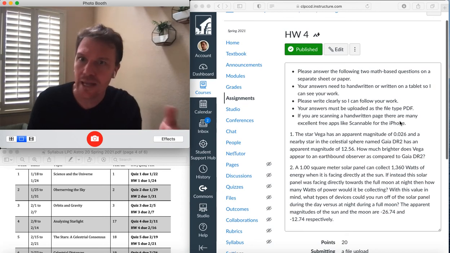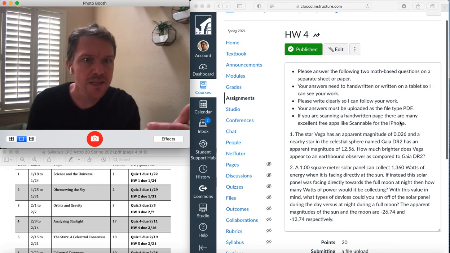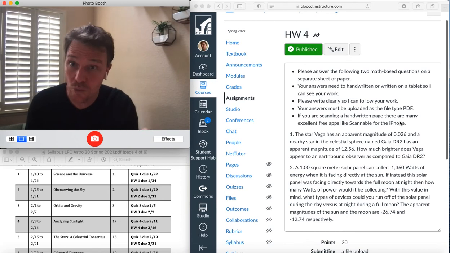It might seem strange, and it might even seem like a typo, because I'm literally saying that Vega, which has a very small apparent magnitude, is brighter than this other star, Gaia DR2, that has a big number, 12.56. How is it that the thing that is close to 0 is brighter than the one that has 12.56? Well, that's the way apparent magnitude works.